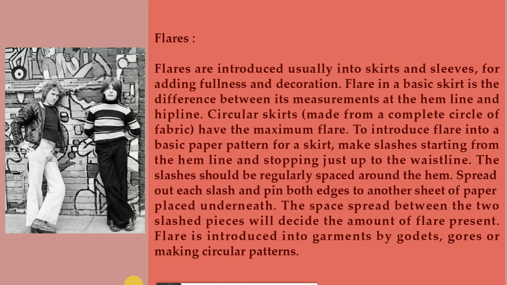To introduce flare into a basic paper pattern for a skirt, make slashes starting from the hemline and stopping just up to the waistline. The slashes should be regularly spaced around the hem. Spread out each slash and pin both edges to another sheet of paper placed underneath. The space spread between the two slashed pieces will decide the amount of flare present. Flare is introduced into garments by gathers, godets or by making circular patterns.